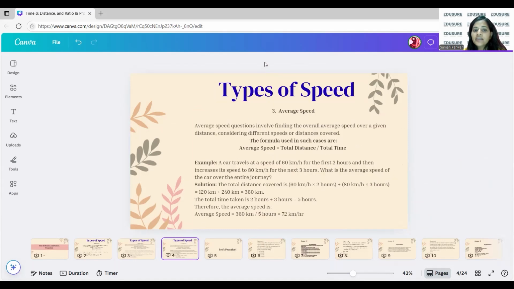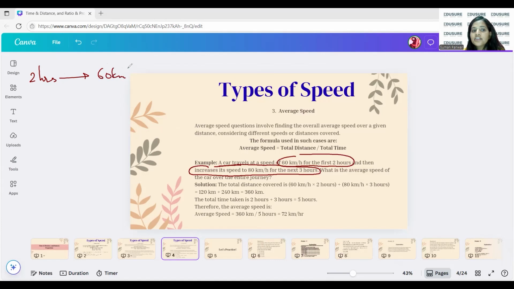Okay. The other is average speed. Average speed we talk about when the object is moving with different speeds in different intervals of time. That is the concept of average speed. So let us look at an example. A car travels at the speed of 60 kilometers per hour for the first 2 hours and then increases its speed to 80 kilometers per hour for 3 hours. So for 2 hours, 60 kilometers per hour. So distance will be 60 into 2, that is 120 kilometers.